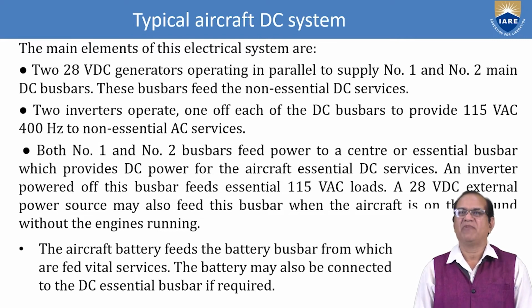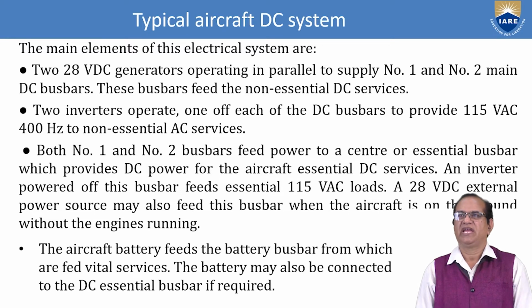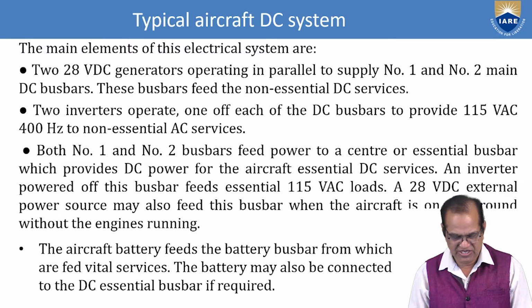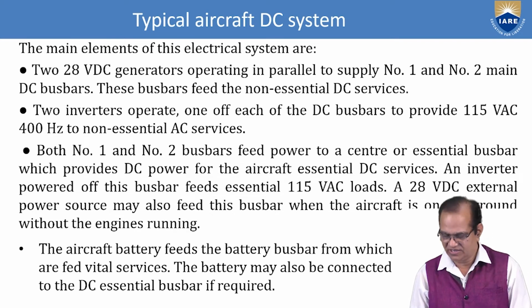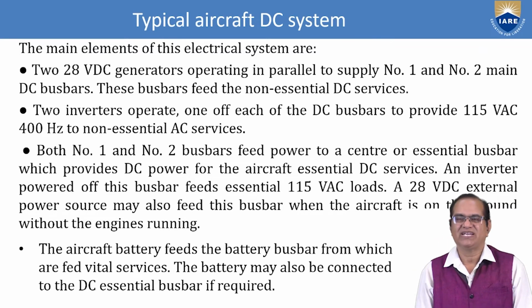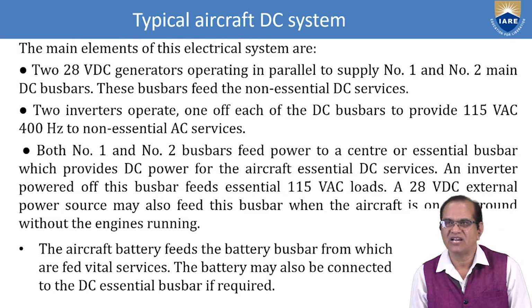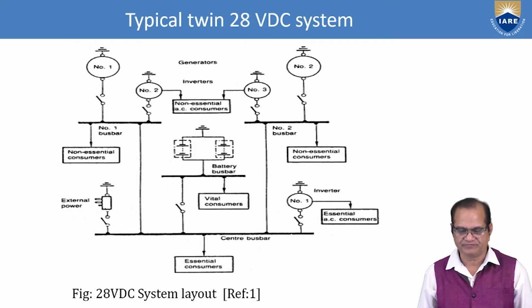An inverter powered off this bus bar feeds essential 115 volt AC loads. A 28 volt DC external power source may also feed this bus bar when the aircraft is on the ground without the engines running. The aircraft battery feeds the battery bus bar from which vital services are fed. The battery may also be connected to the DC essential bus bar if required.